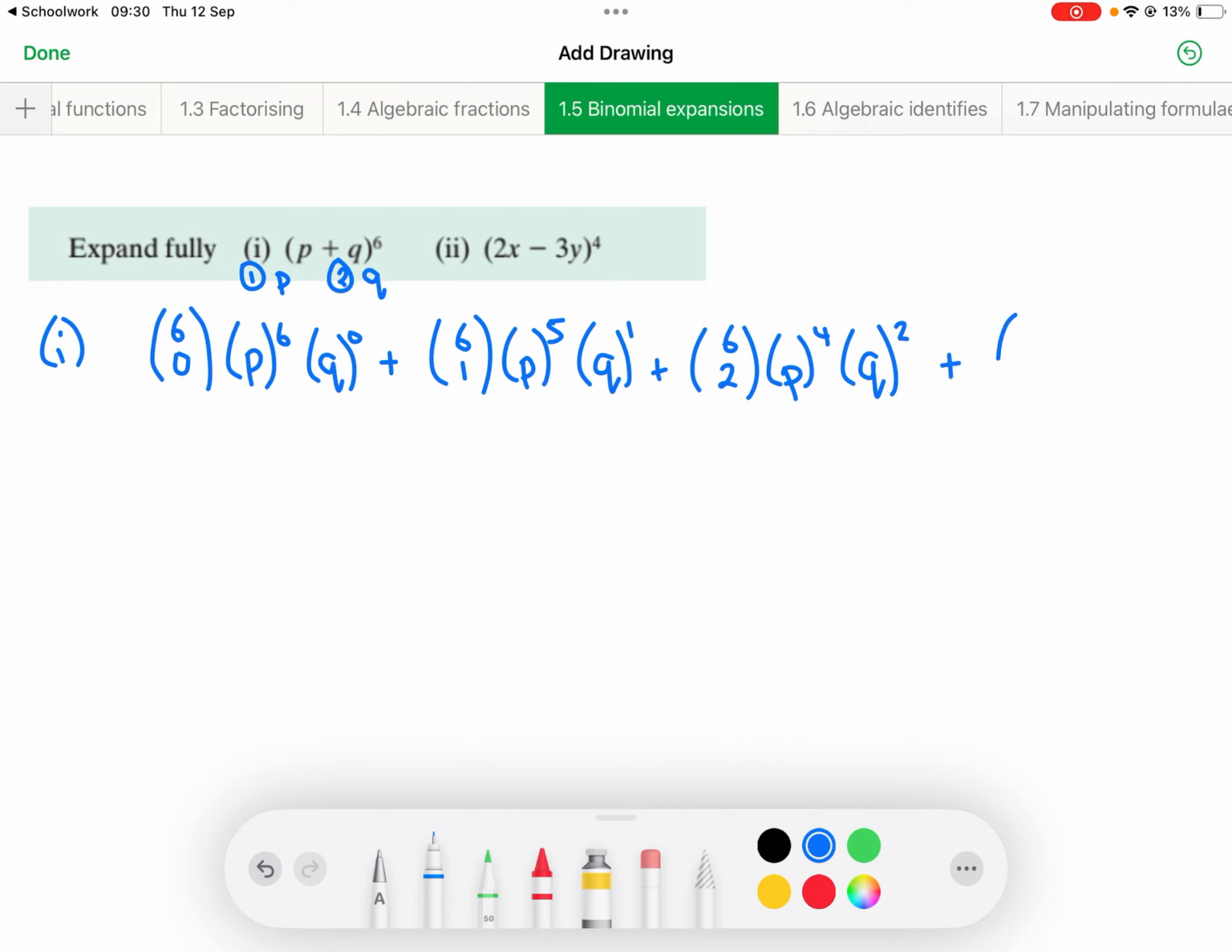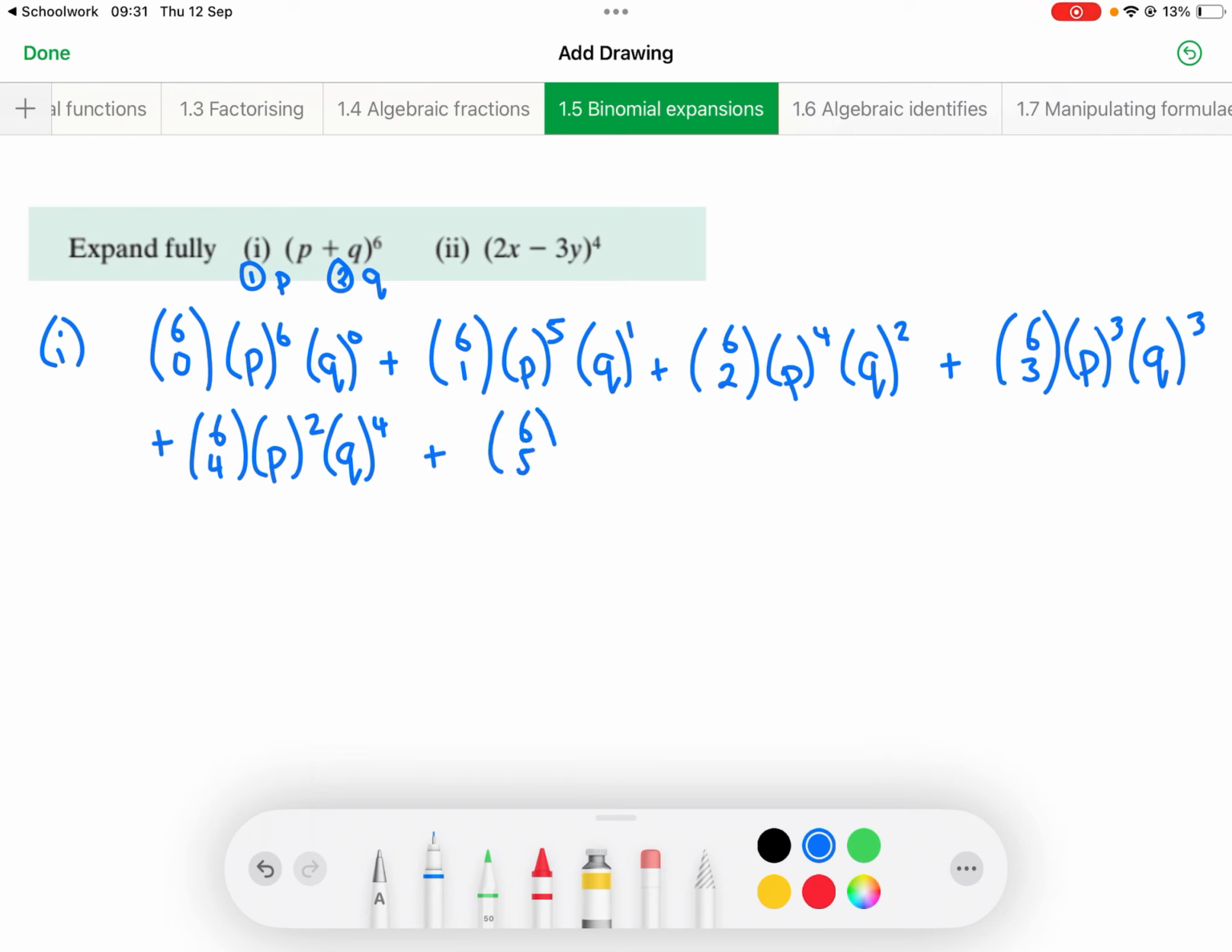The next one is 6 choose 3, the p is going down to 3, and the q is going up to 3. Plus the next one is 6 choose 4, the p is going down to 2, and the q is going up to 4. The next one is 6 choose 5, so the p is going down to 1, and the q is going up to 5. And then our last term, 6 choose 6, the p is going down to 0, and the q is going up to 6.